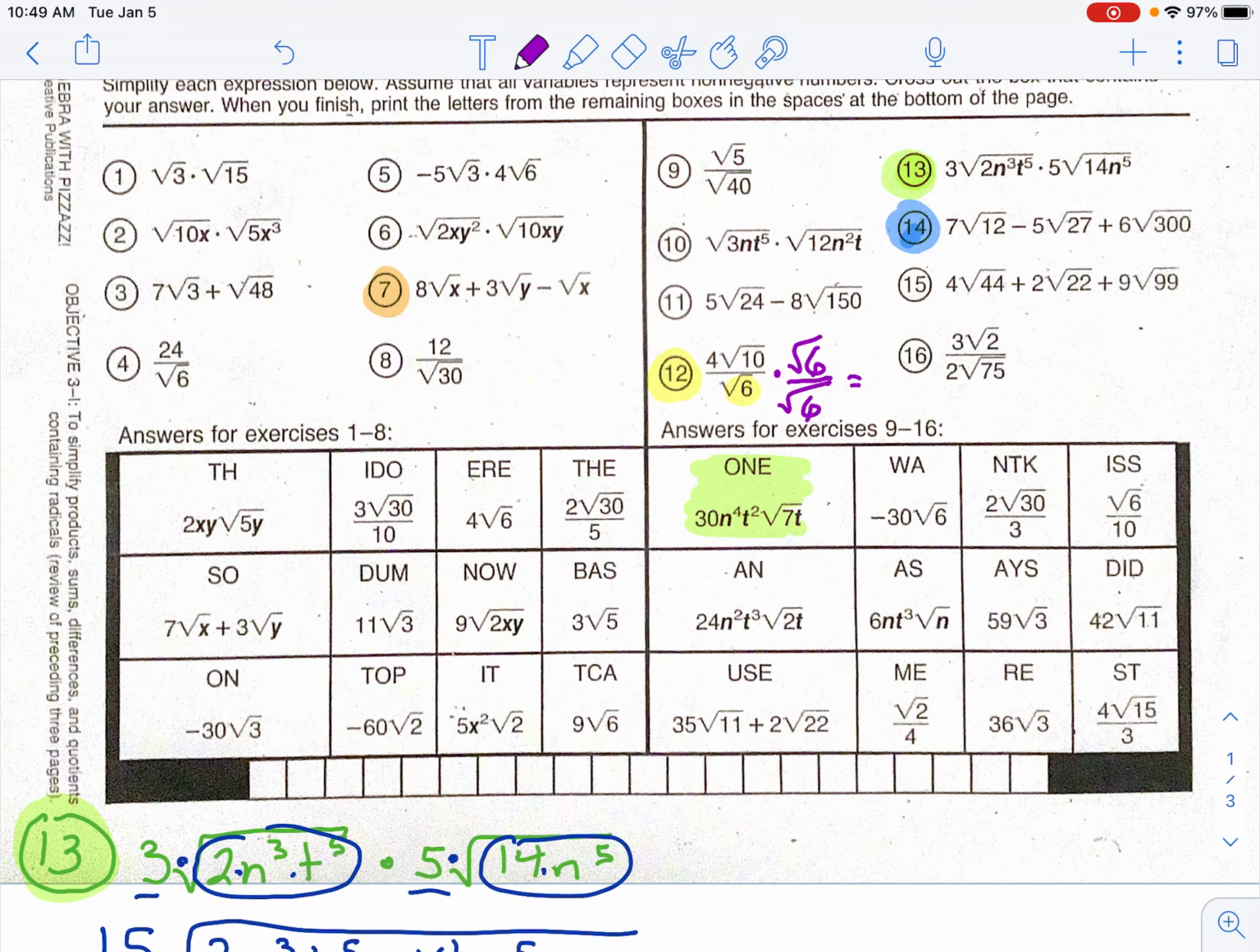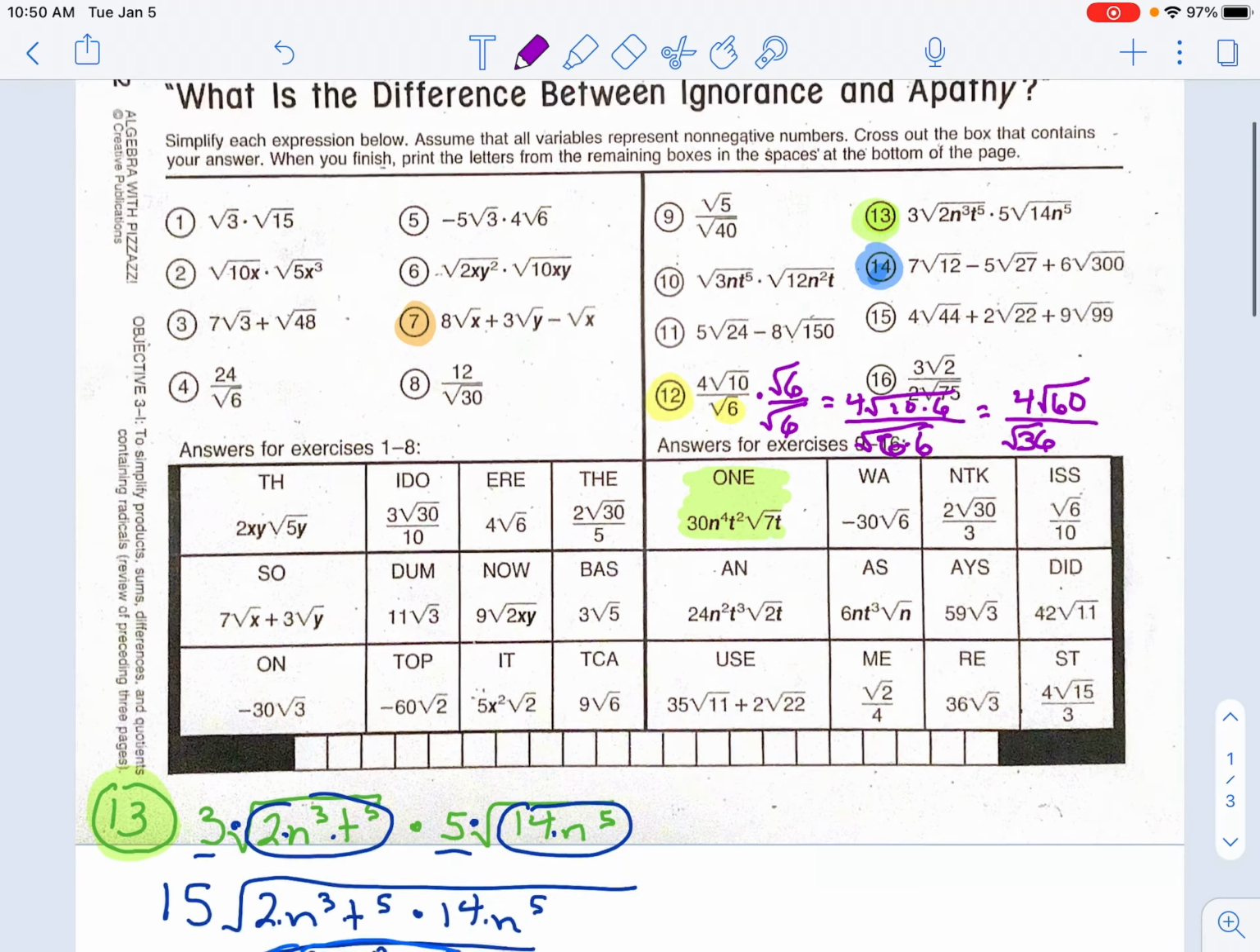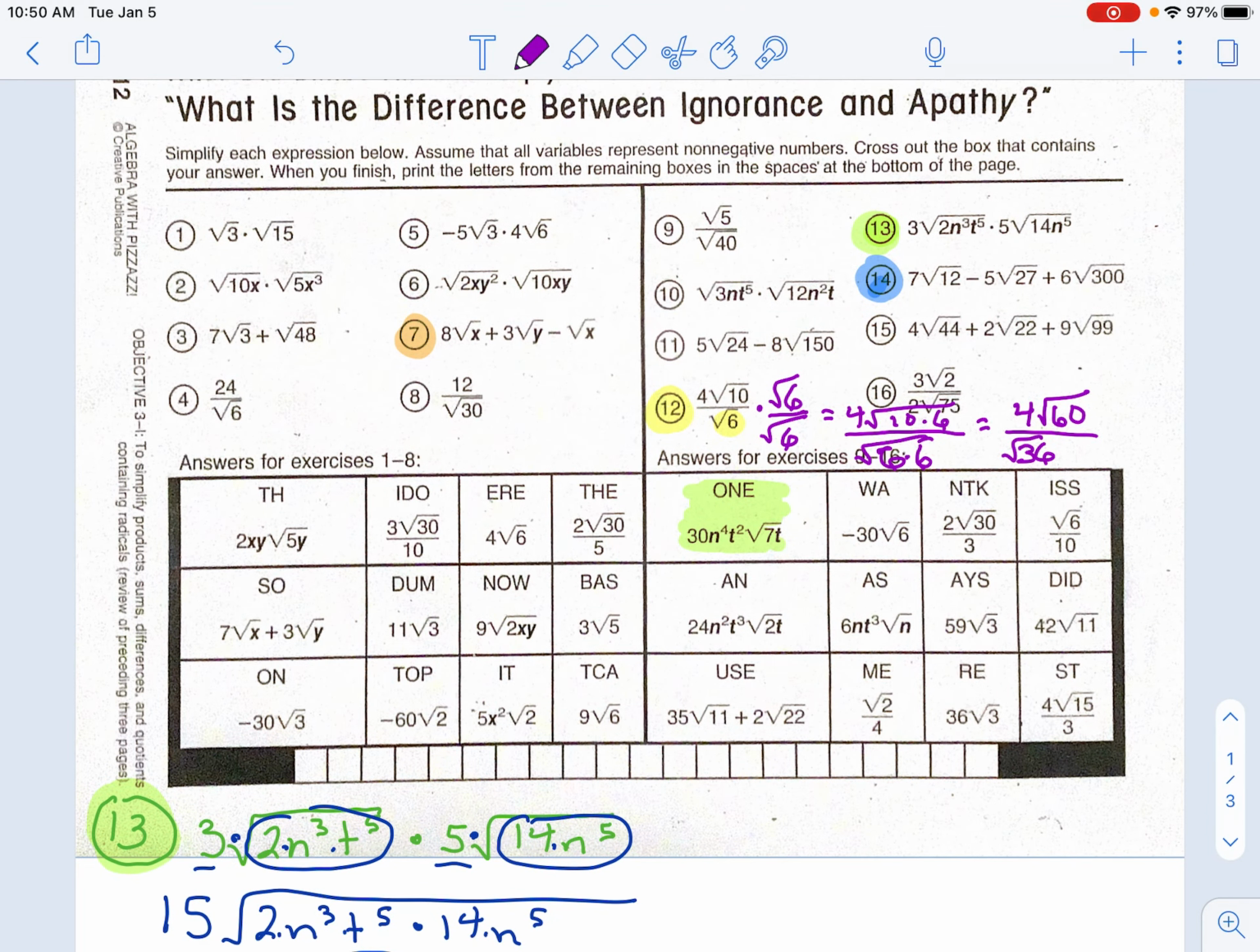So what that gives us is 4 times the square root, and again, I'm going to put the 10 times the 6 under the same radical, over the square root of 6 times the square root of 6, which is the square root of 6 times 6 under the same radical. So now we have 4 times the square root of 60 over the square root of 36, which is just 6. So we've gotten rid of that radical on the bottom.